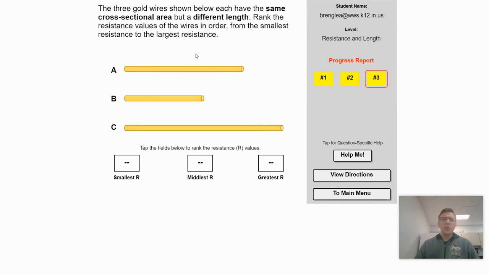So it says three gold wires are shown. Each have the same cross-sectional area, but a different length. Rank the resistance values of the wires in order from smallest resistance to largest resistance. Basically, your process for this is going to be the same no matter what. Let's use an analogy here to talk about this.